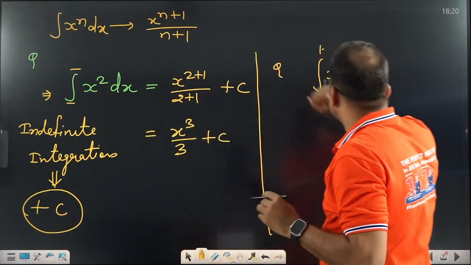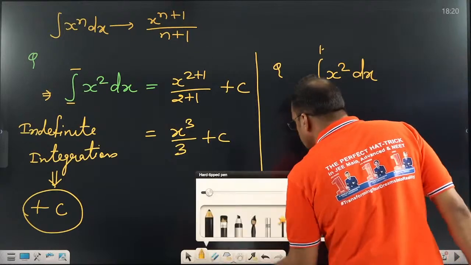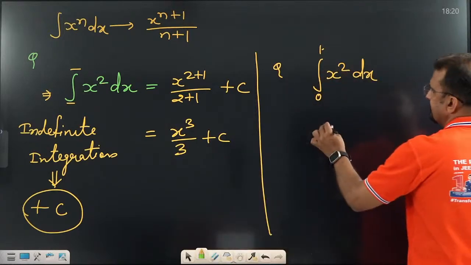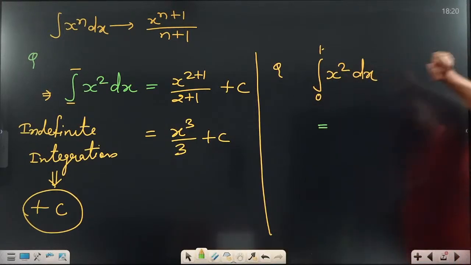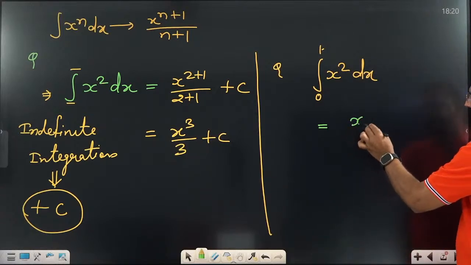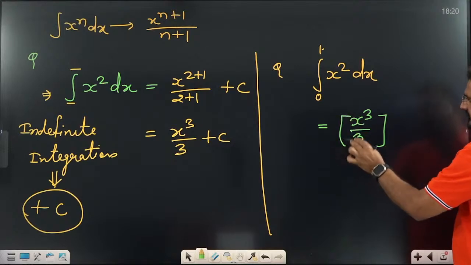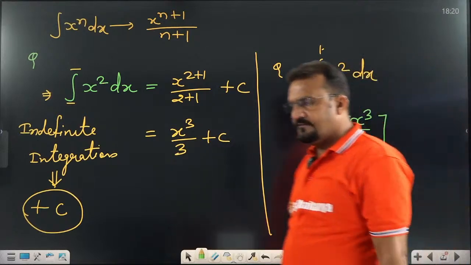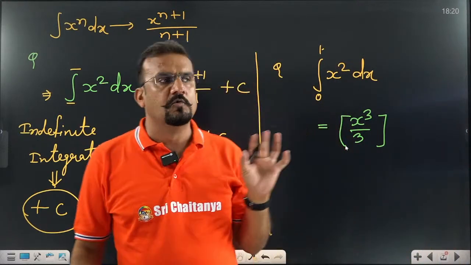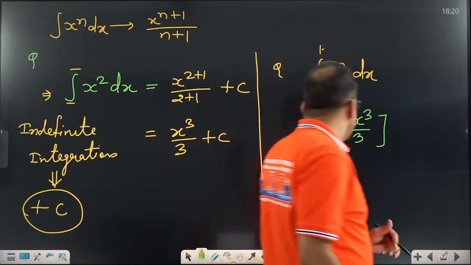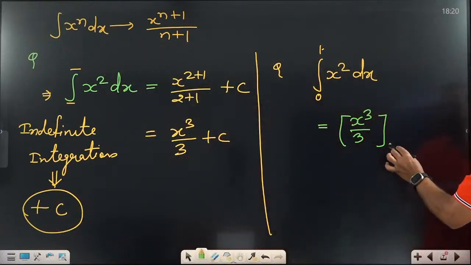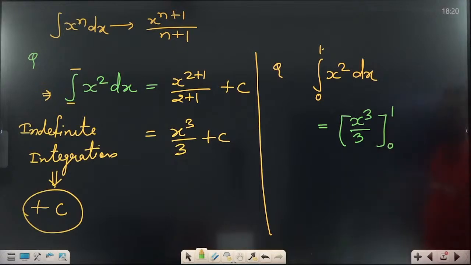In this one, limits are there. Then sir, how to solve this? Same process, dear students, same. What is the integration of x square? X power 3 divided by 3. First, integrate the function as you know the formula, like that only. Then after that, put the limits from 0 to 1.